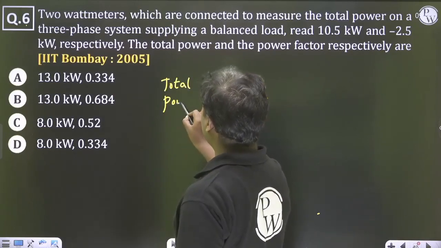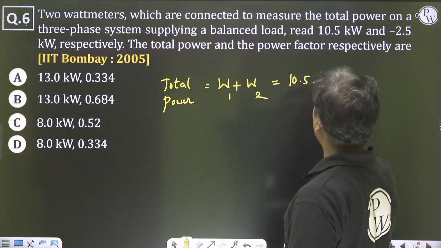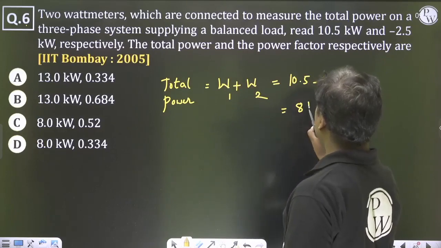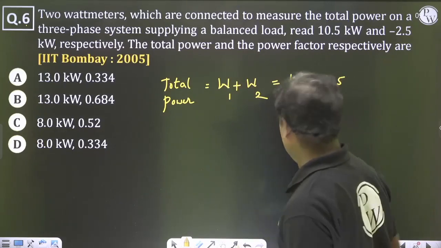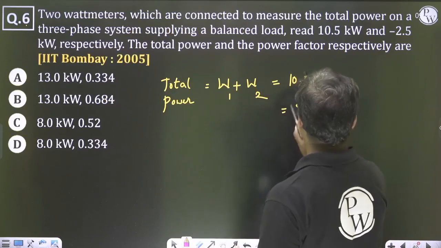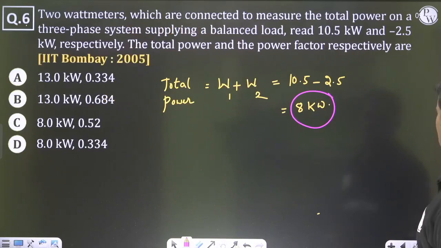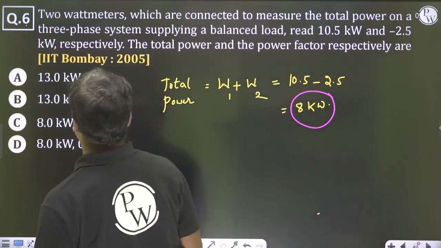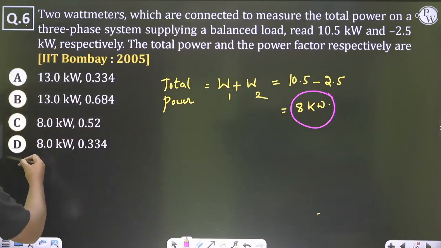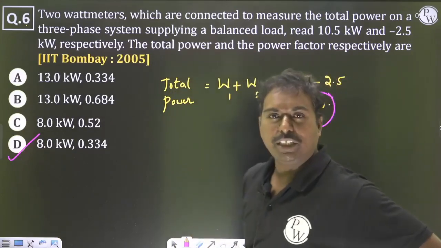The total power is equal to W1 plus W2. W1 is 10.5, W2 is minus 2.5, so 8 kilowatts is the total power, and the power factor is 0.334. So 8 kilowatts and 0.334. Option D is the right answer.